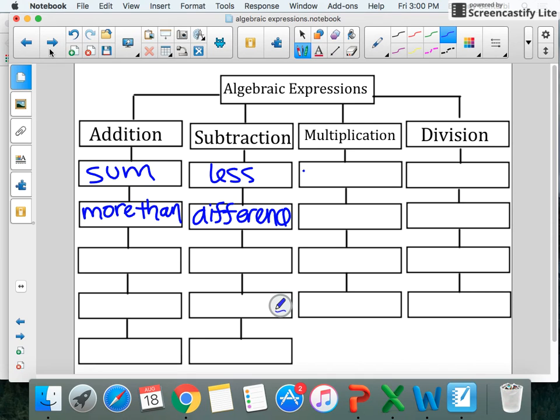Multiplication, product, the word times, so 3 times 5 is 15. And division, divided by, that one's an easy one to remember, and the word quotient. So what I want you to do is pause the video and write down one more word that means addition, subtraction, multiplication, and division.